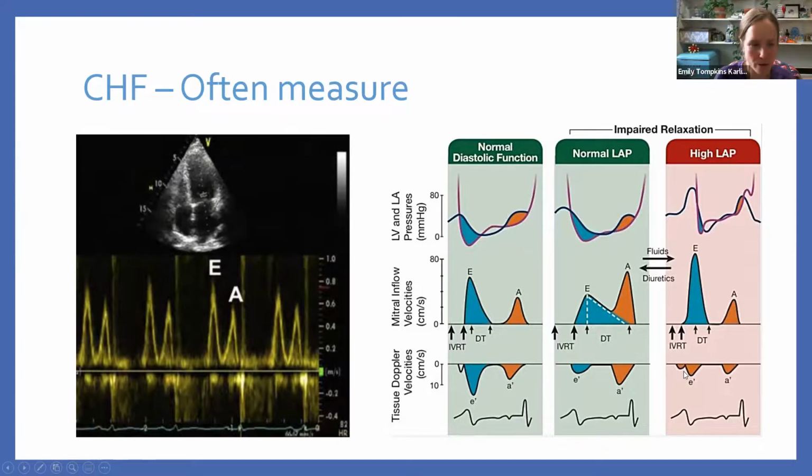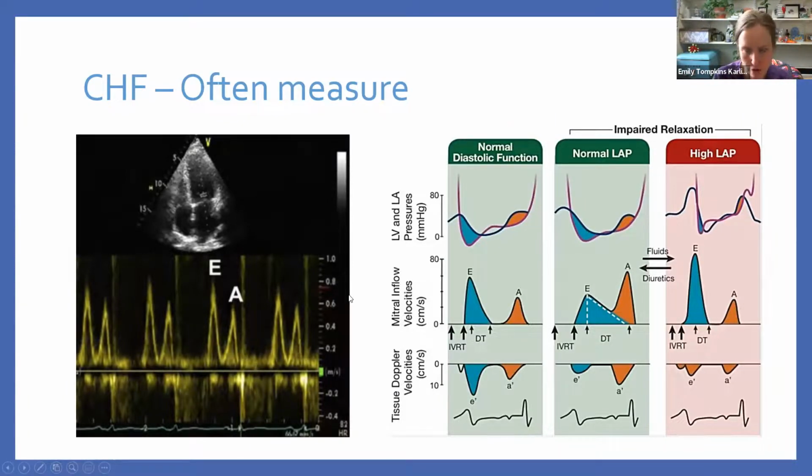And so someone sorted out that if you take the ratio of E to E prime, the actual number that you get if the velocity of the E wave is divided by the velocity of the E prime wave, then you get a number that approximates pulmonary capillary wedge pressure. So you'll see us look at the measurements at the end and actually look at the E to E prime to see what the actual number is, because that gives you a ballpark idea.